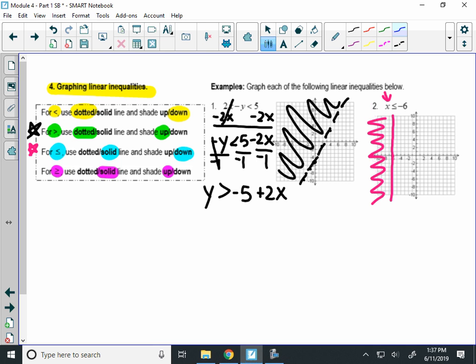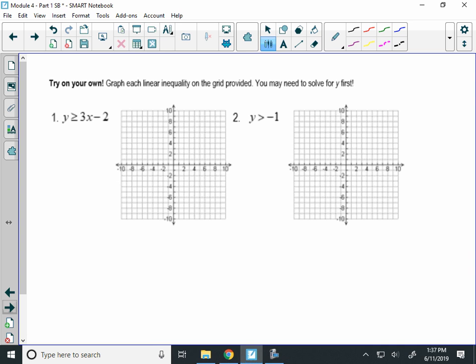All right, try the next couple on your own, then you can come back and check the video. Okay. So number 1 is already y equals for you. So I'm going to go ahead and plot the points at -2, which is where I start. My slope is up 3, right 1.